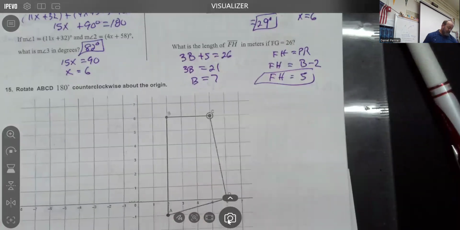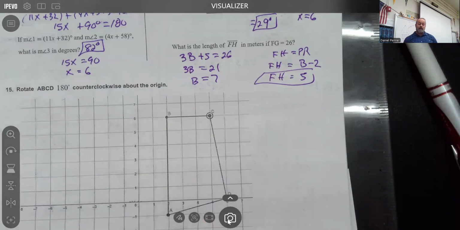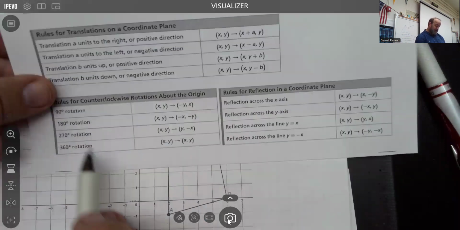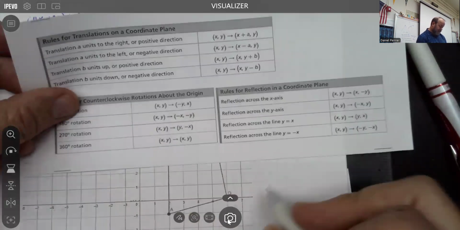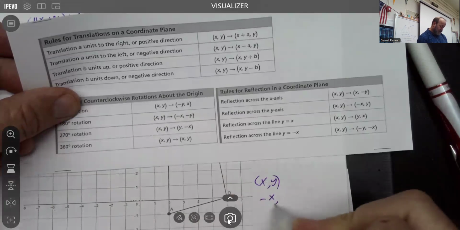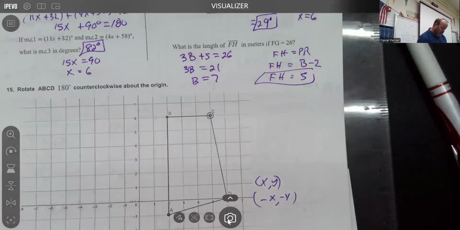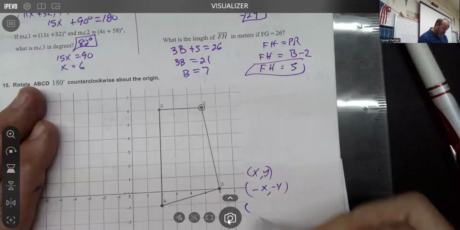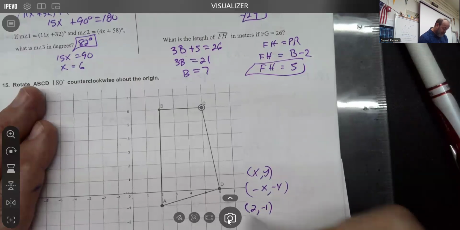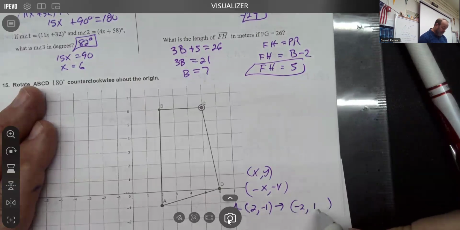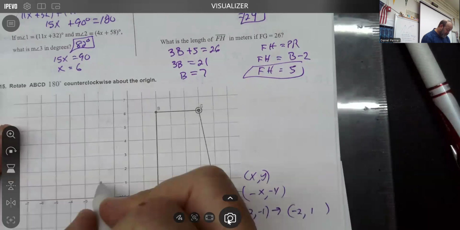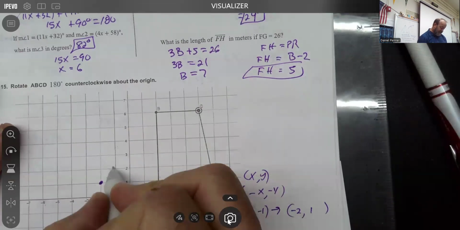So our last little piece right here is we wanted to rotate ABCD 180 degrees counterclockwise about the origin. A counterclockwise rotation of 180 degrees about the origin makes (x, y) into (negative x, negative y). So that means my old point A, which used to be (2, negative 1), is going to be (negative 2, positive 1). Okay, cool. Negative 2, positive 1. Here is my new A.